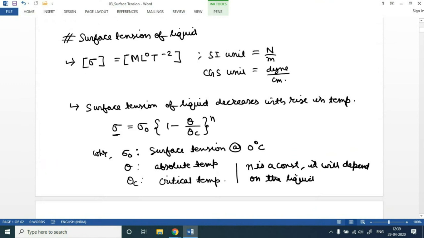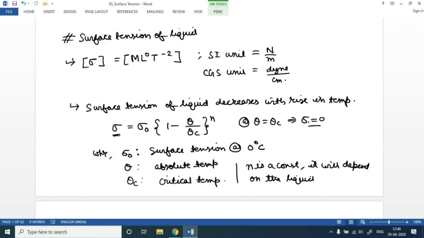So clearly you can see, first of all, that sigma decreases with increase in theta. Another thing I want you to notice is that at theta equal to theta c, sigma will become equal to 0. Like at critical temperature, the surface tension of the liquid vanishes. There will be no surface tension, because at that temperature there would be no difference between liquid and vapor phases, and obviously vapor, which is gas, will not exhibit any phenomenon of surface tension. So these were some facts about surface tension of a liquid.